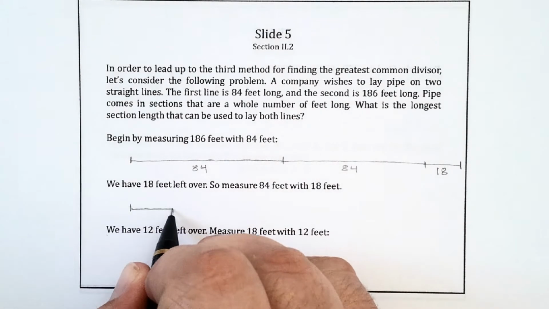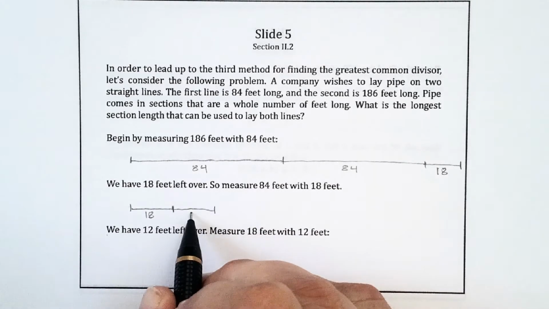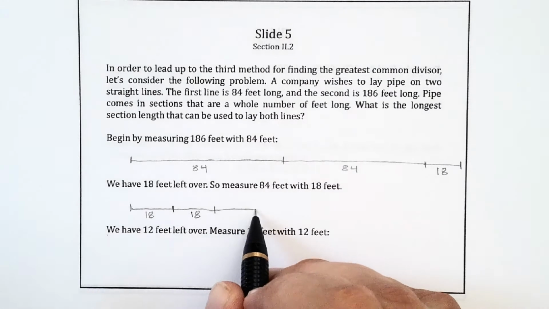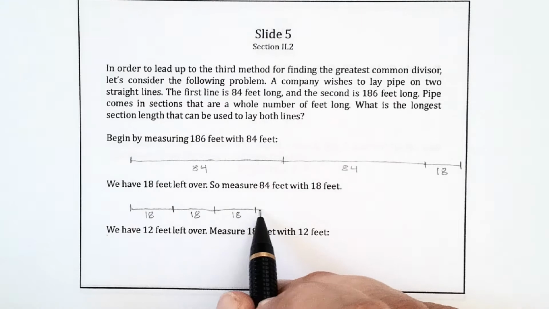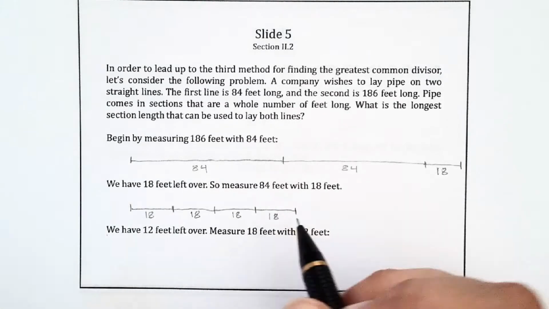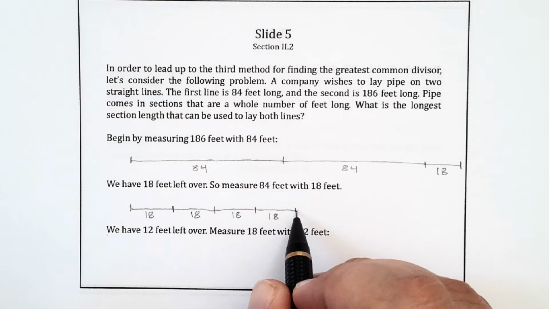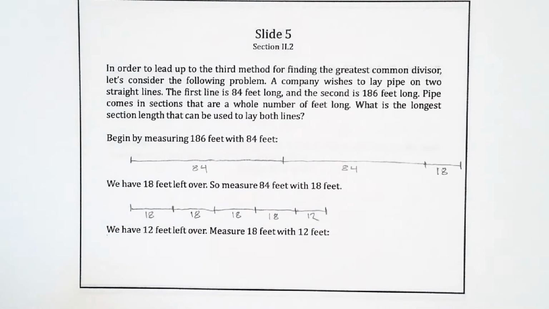So now I'm trying to make the 84 with the 18. So here's 18. Again, not trying to make this to scale really. Two 18s brings us up to 36. Another 18 brings us up to 54. And then another 18 is 72. And we didn't quite get there. We've got 12 left over. So we measured out the 84 with the 18s, and it didn't measure it out perfectly. There's 12 left over. Now let's use the 12 to measure out the 18.